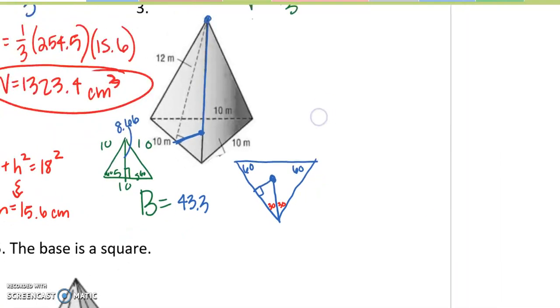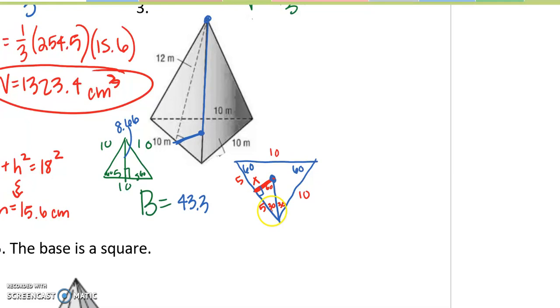Now I also know that in my equilateral triangle, each side is 10. So if I cut that in half with this side, I get 5 and 5. So now I have a little 30, 60, 90 triangle where the side across from the 60 is 5. I can use trig or special right triangle rules to find this distance right here. This is what I'm trying to figure out.